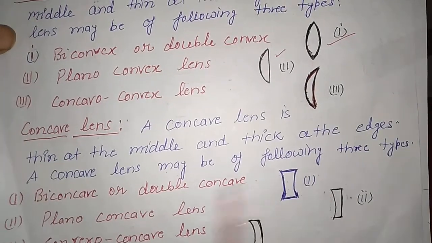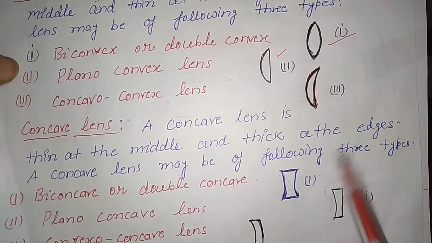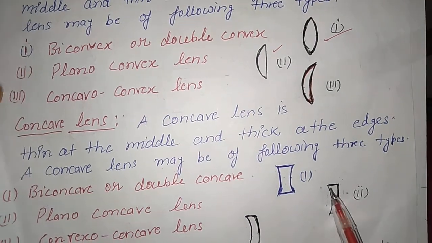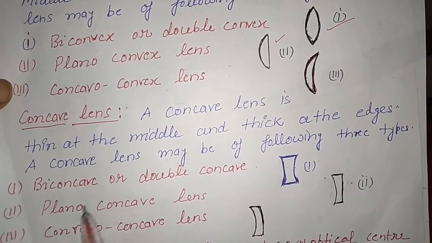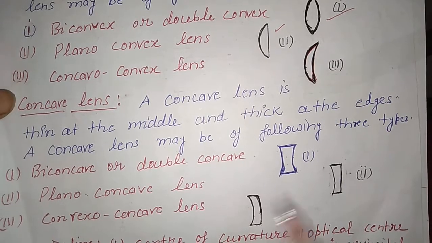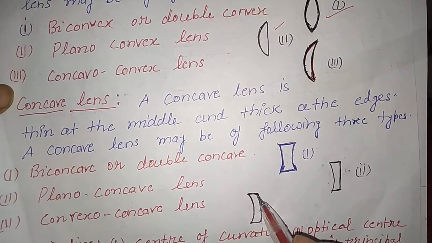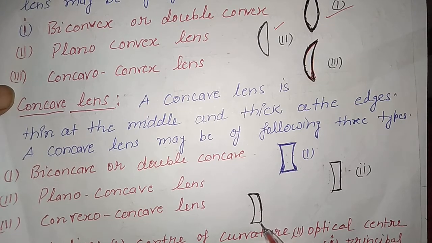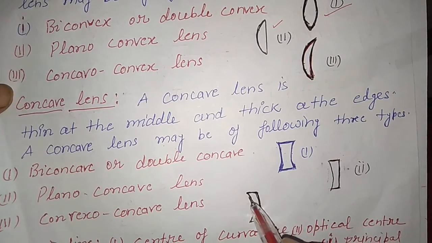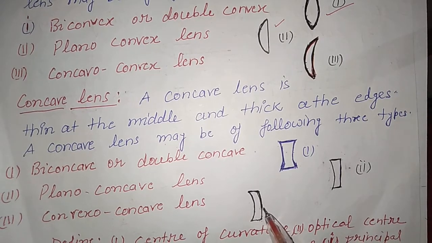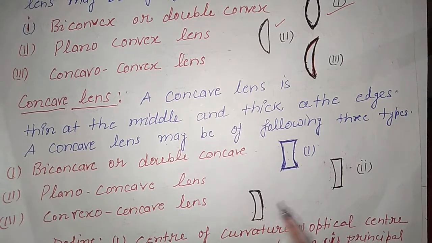A concave lens may again be of the following three types. Biconcave: both sides are concave. This one is a concave lens. The second one is plano concave: one surface is plane, the other is concave. And the next one is convexo concave. This side is concave and this side is convex. So this is convexo concave, right?